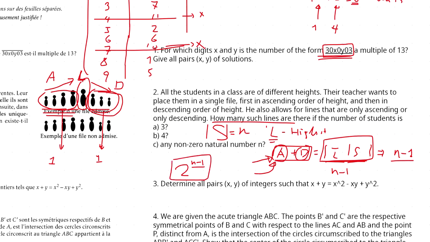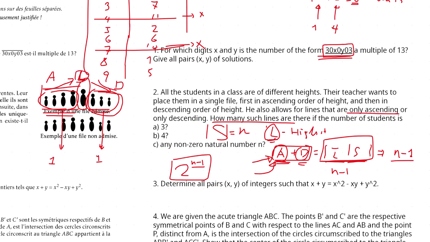Of course, this includes the empty subset, because the empty subset stands for L being first in the row, first in the line. So that's only descending order. If A is the full set, meaning D is the empty set, that means L stands last in the row, and there is only ascending order, right? So this is the answer.